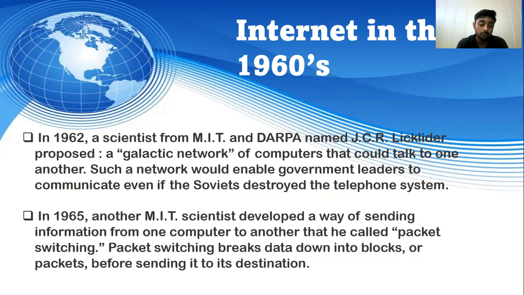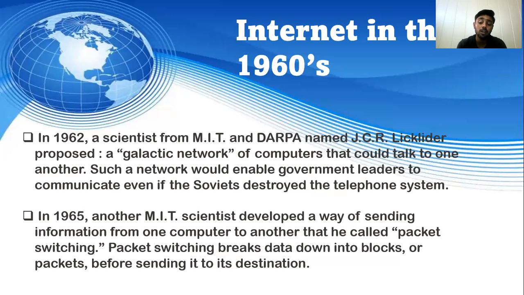And there was a small invention, or we can say an evolved thing, that we got in the mid-60s. In 1965, another MIT scientist developed a way of sending information from one computer to another, through packet switching. We can get the knowledge of packet switching just from its words.